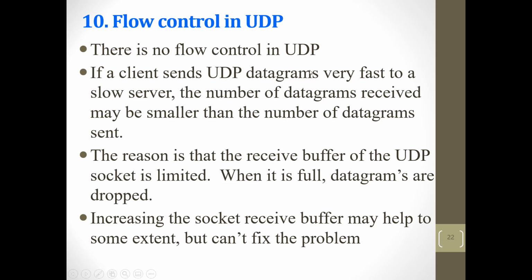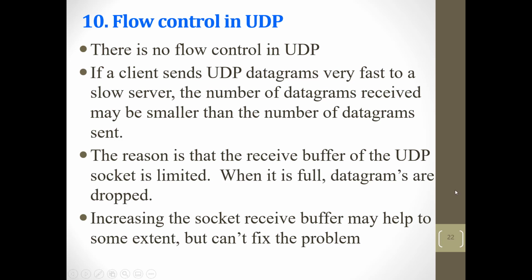If a client sends UDP datagrams very fast to a slower server, the number of datagrams received may be smaller than the number of datagrams sent. It is like me talking very fast: if you are not able to receive, then whatever I'm saying is going to be dropped. So if one machine is very fast and the other machine is very slow, definitely in UDP there will be a lot of data loss.